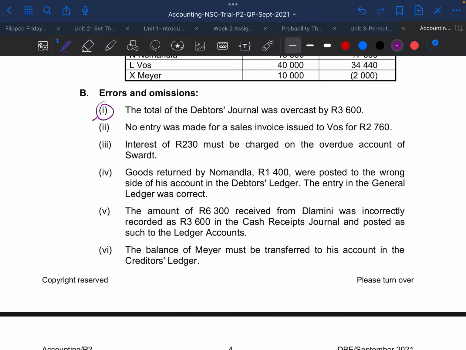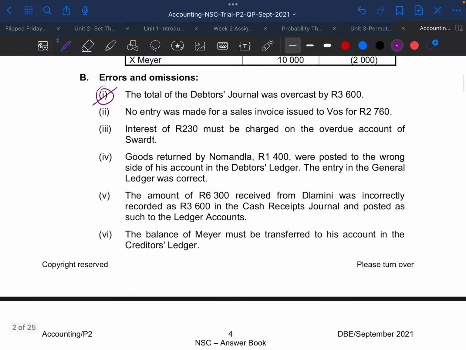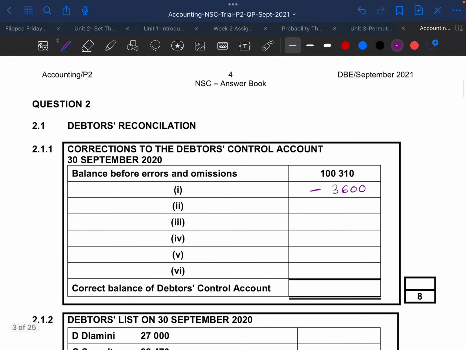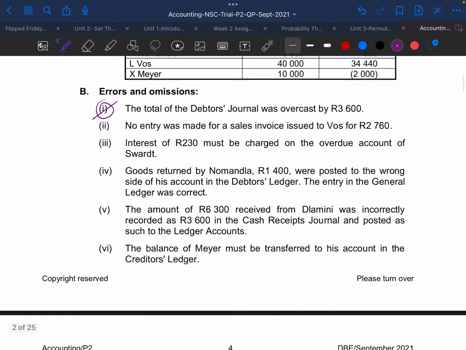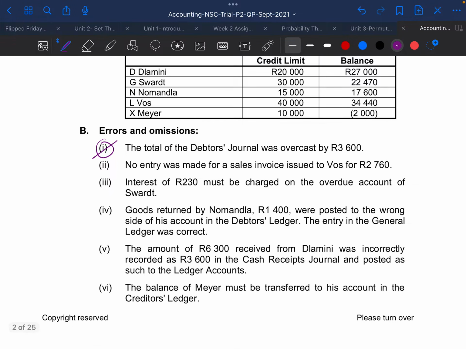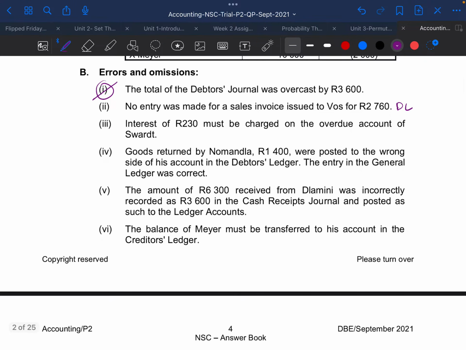Okay, then we move to the second one. It says no entry was made for a sales invoice issued to VOS for 2,760. So we made credit sales, but we never recorded them, so we're supposed to add 2,760. Okay, so let's just take note that this might also affect our debtors list. So I'm just gonna say DL for debtors list, and we're done.